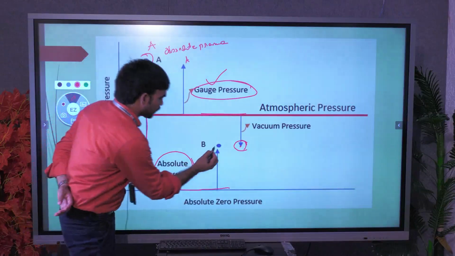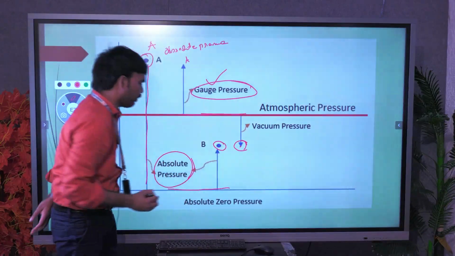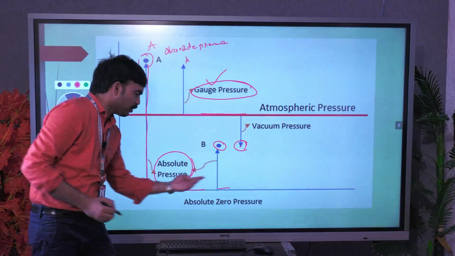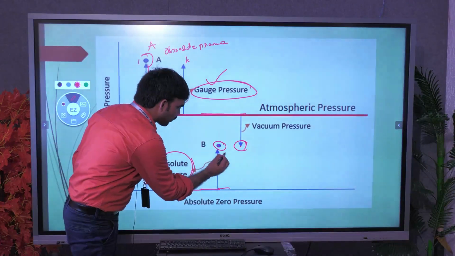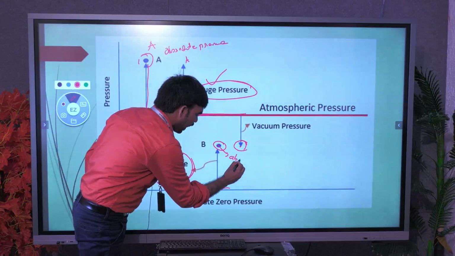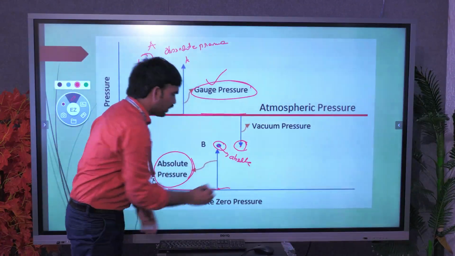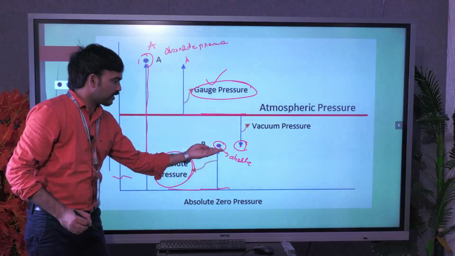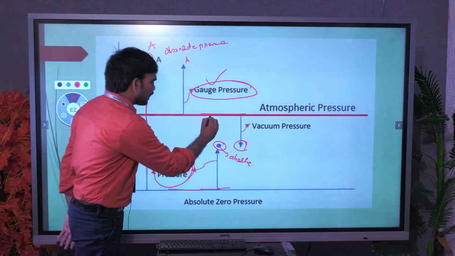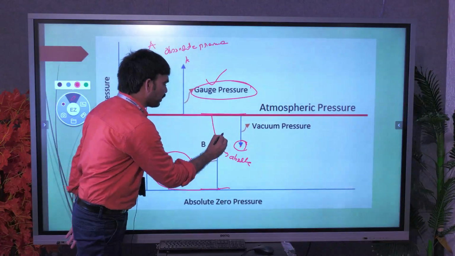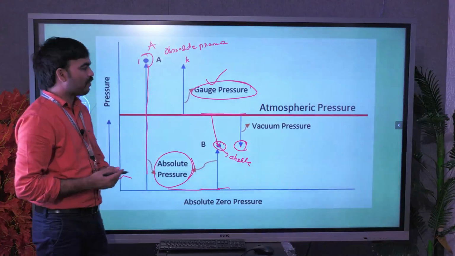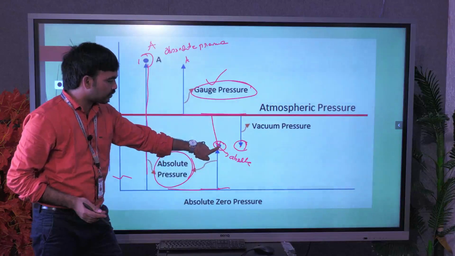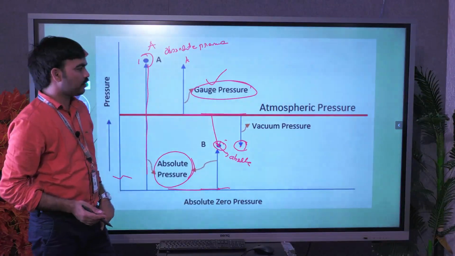Now for example, if you see the point B, I am measuring the point B pressure with respect to absolute zero. So that's why this is called an absolute pressure. If I measure this pressure with respect to atmospheric pressure, that you can call a vacuum pressure. This also comes under vacuum pressure.